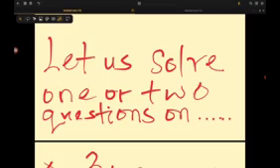So let us solve one or two questions on quadratic expression. The main topic we are treating today is quadratic expression. We've done little on linear equation in the past. So what we are doing here today is quadratic expression. I'll factorize one quadratic expression and expand it back.